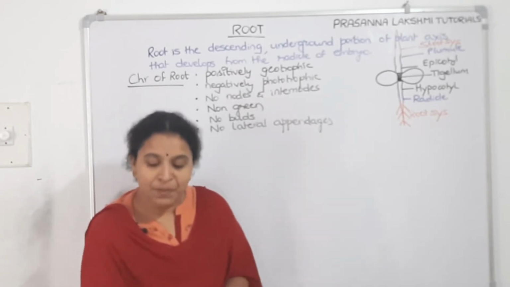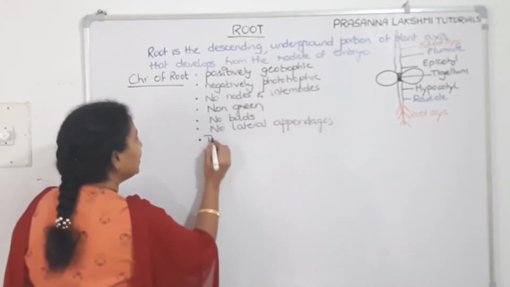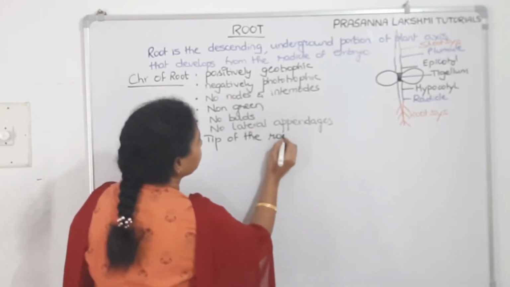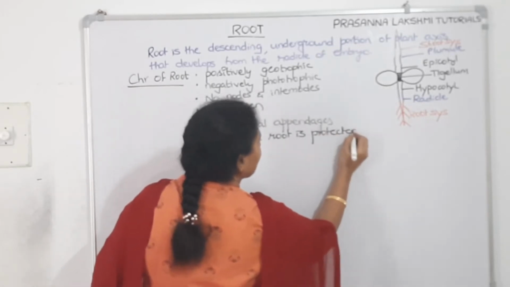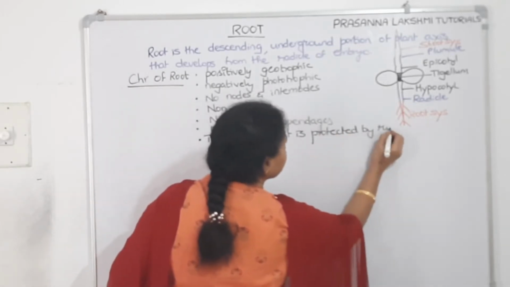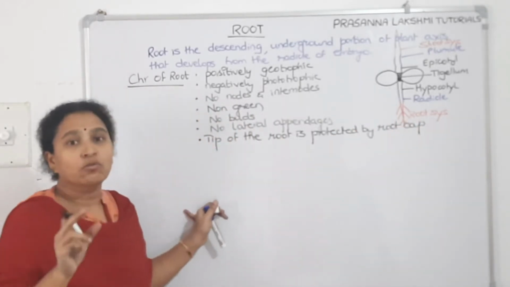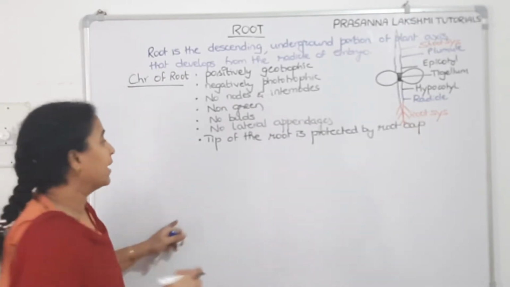The root tip will be protected by a root cap. So the tip of the root is protected by a root cap, and it has many lateral roots, and those lateral roots will have root hairs.